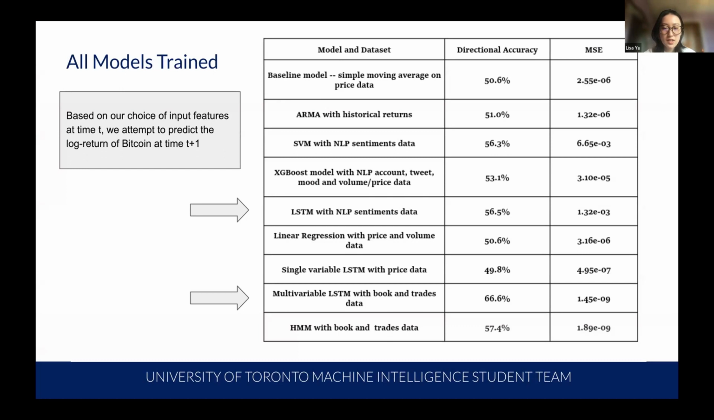For all the different models, we fitted ARMA on only historical returns, SVM, XGBoost, and LSTM on sentiment data, and linear regression, LSTM, and hidden Markov model on various market data. The best model for the sentiment data is LSTM with a directional accuracy of 56.5%, and the best model for market data is also LSTM, fitted on book and trades data, with a directional accuracy of 67%.